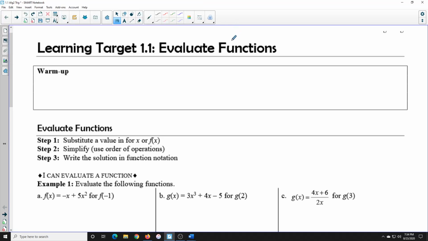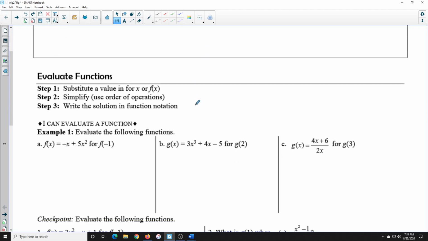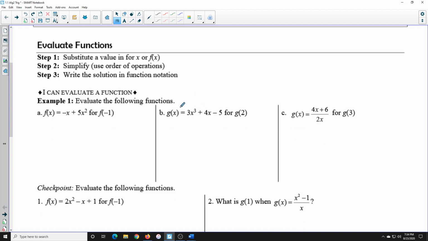So today we're going to be looking at evaluating functions. This is very important in any of the algebra that we do. We have to know how to evaluate a function with a given value. So step one is to substitute a value in for x, or f of x.